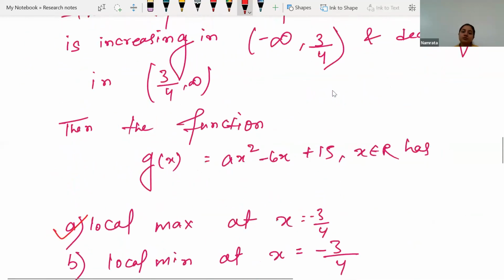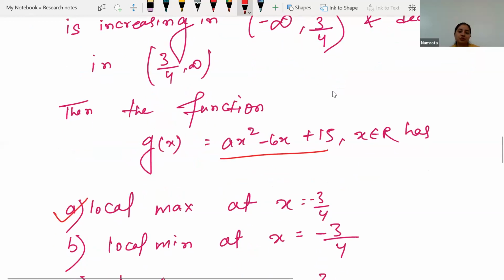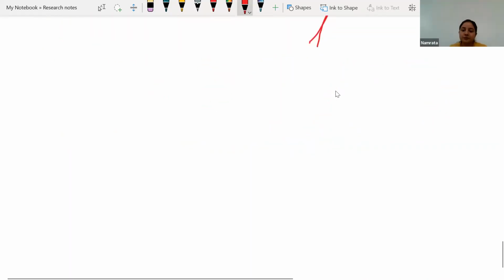Let's move ahead. If you read this question in one go, you will think that this one and this one are exactly the same. However, there is a variation in sign, and these two are different functions. We have to take one at a time, see what value we get for a, and then check. Let's take the next question.